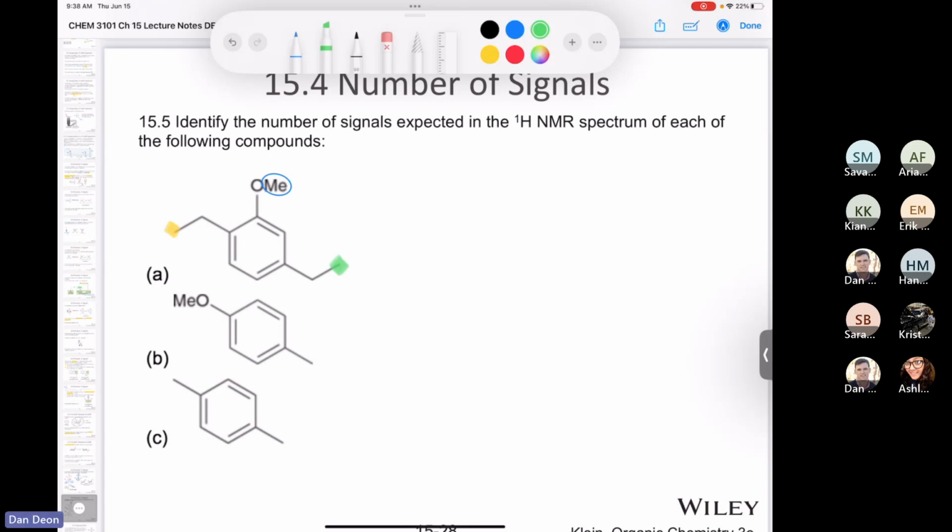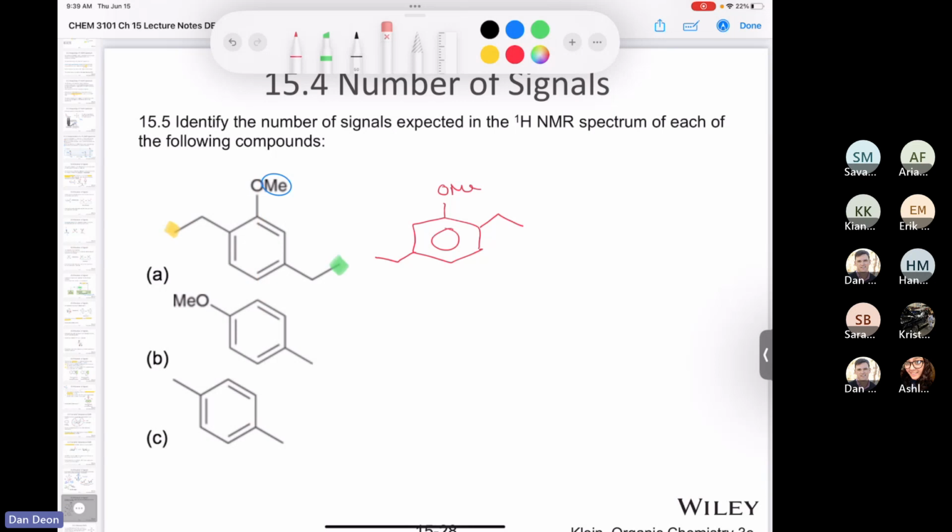Okay, so the answer is no. Because if we were to rotate this molecule 180 degrees, you would be able to tell that the molecule has rotated around. You'd end up with this ethyl group here, this ethyl group here, and then OMe like that. So it doesn't have an axis of rotational symmetry. All right, so those are not chemically equivalent.